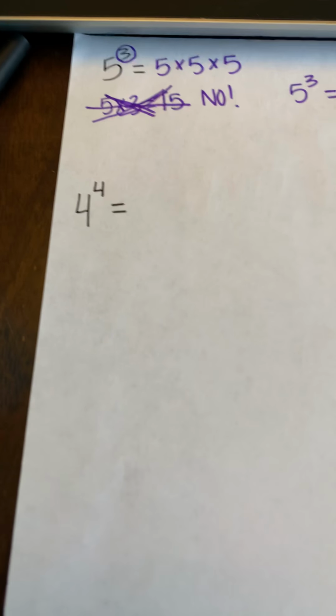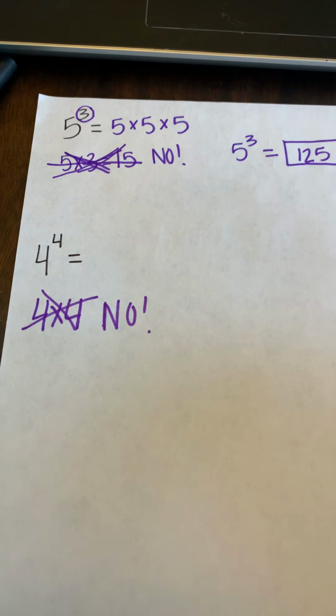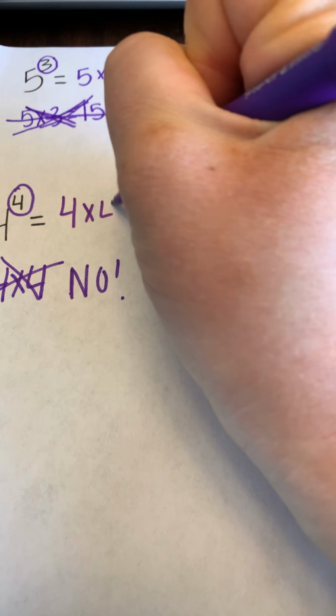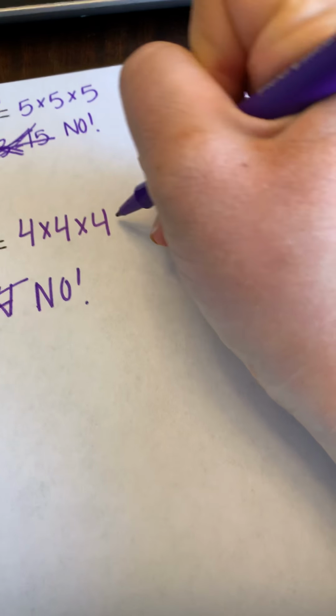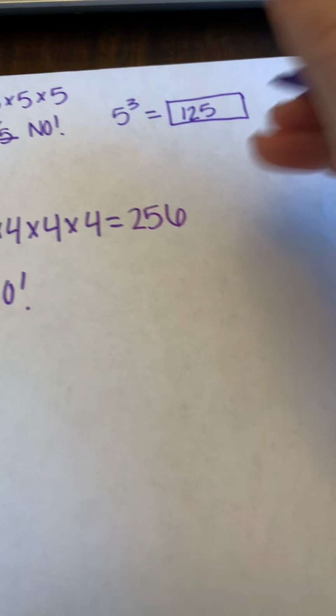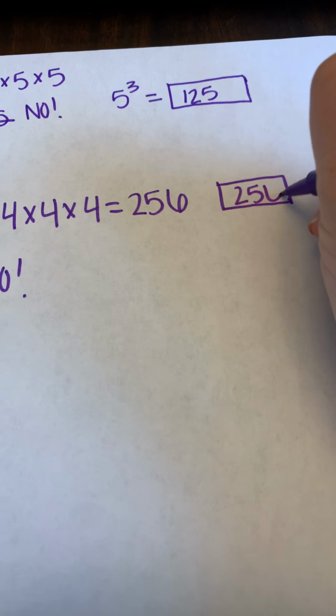Let's try one more. Now we have 4 to the fourth power. Remember, this is not 4 times 4. That's not what we want. That's not how we do exponents. We want 4 to the fourth power, or multiplying 4 four times. So we do 4 times 4 times 4 times 4, and I would get 256. So in that box, the only thing that I have to put is 256.